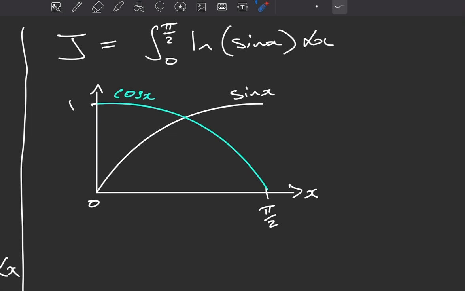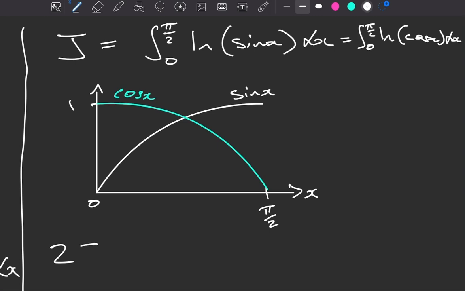So the second step of our integral is to notice that sine and cosine occupy all the same values in our region between 0 and half a pi. So that means that when we integrate any function of sine and cos, they're the same. So this integral we have at the top, we could also write it with cos in there. So it's also the integral of half a pi and 0, natural log of cos of x dx. This is useful because now we can add the two together.